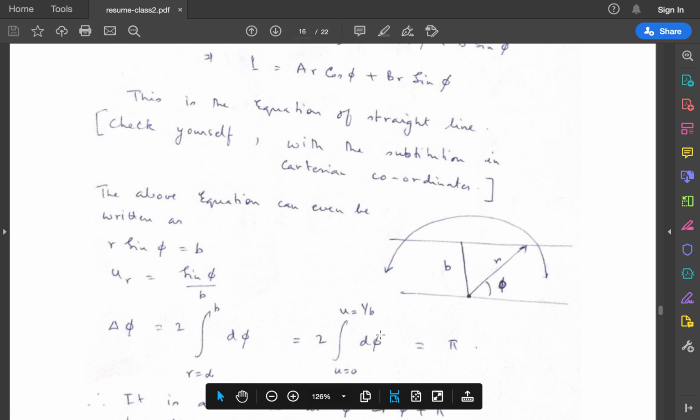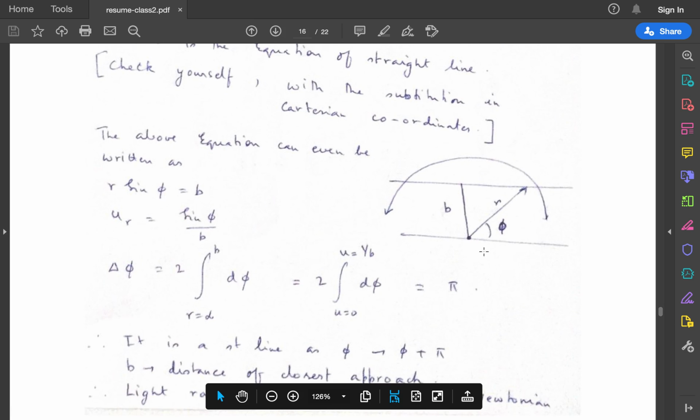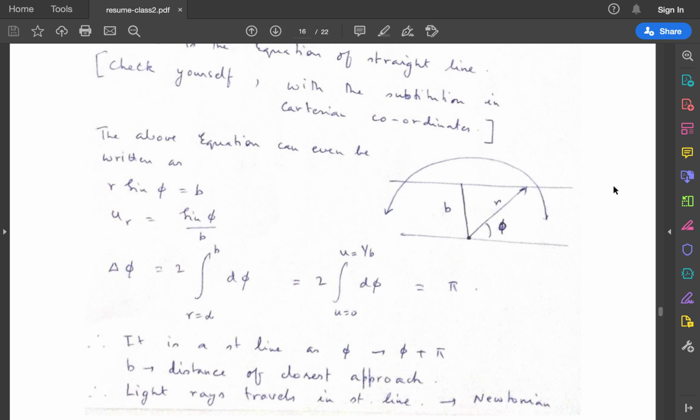And if you do that, you will find that this is equal to pi. Okay, so this is the equation of a straight line. It is a straight line as phi goes to phi plus pi. So for the special relativistic or Newtonian case, you see that if a photon is near a very massive body, or any body, the path of the photon is given by a straight line.